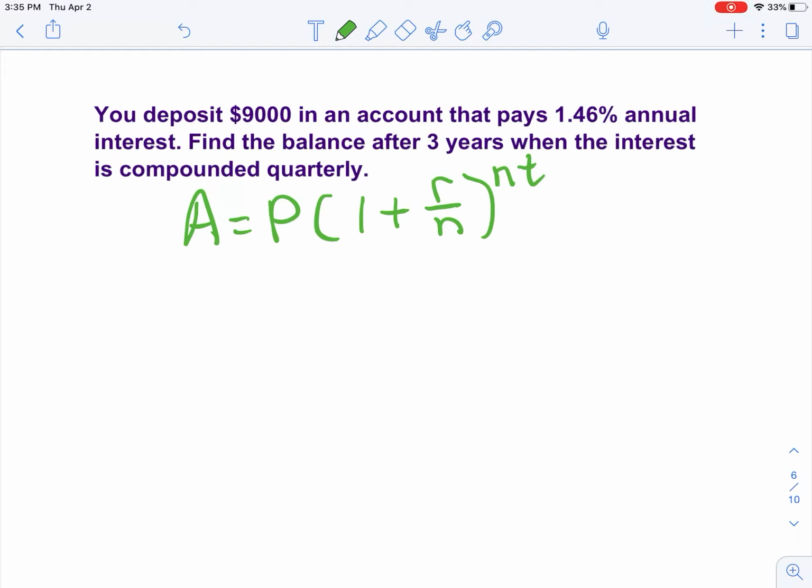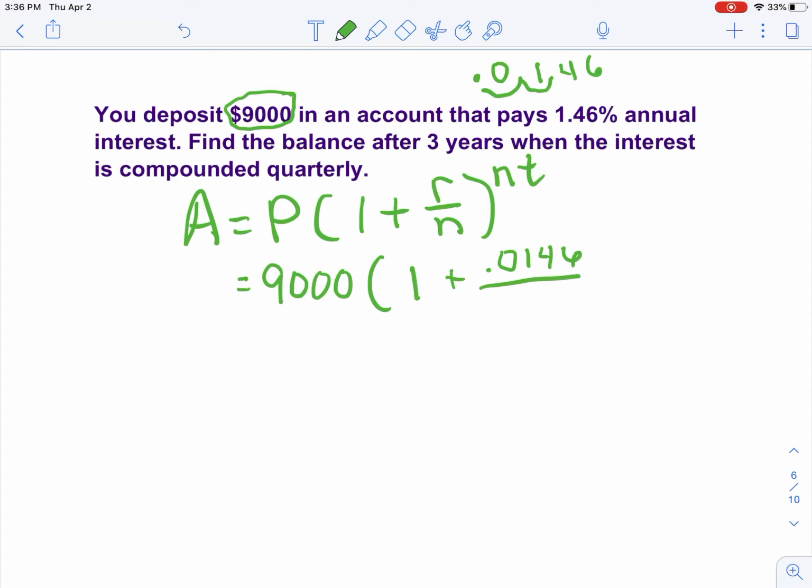Now we're going to figure out what everything is. You deposit $9,000. That's going to be our P, the initial amount. 1 plus, in an account that pays 1.46%. Well, that 1.46 has to be made into a decimal, so I have to move 2 decimal places. So it's going to be 0.0146 annual interest. Find the balance after 3 years. That's going to be my T.